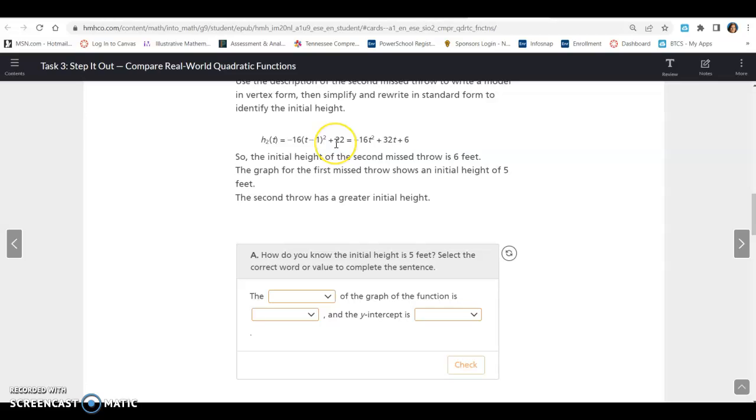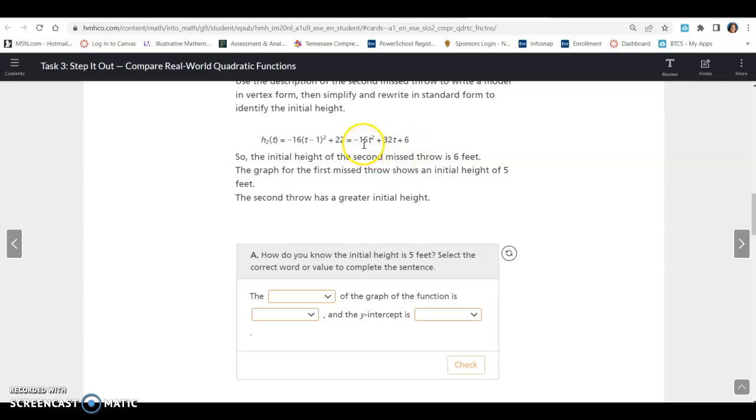Once I have this in vertex form, I need to expand that and put it in standard form. So expand the binomial squared. So do t minus 1 times t minus 1. If you remember that formula, that's great. It's going to be first term squared, minus 2 times the first and last term, and then plus the last term squared. Then you've got to multiply that by negative 16 and then add the 22. So basically take this function in vertex form, expand it, combine like terms, and put it in standard form.